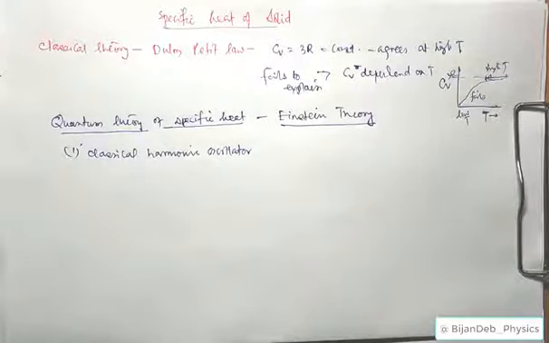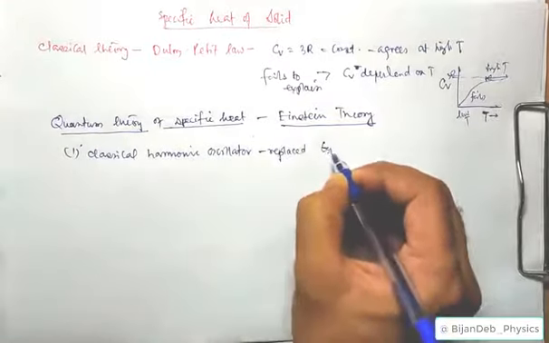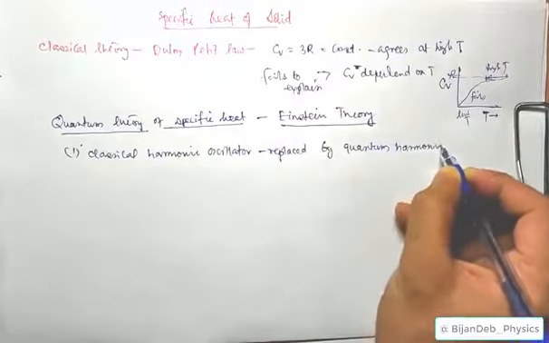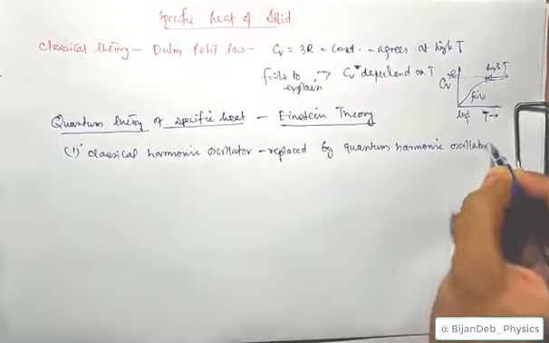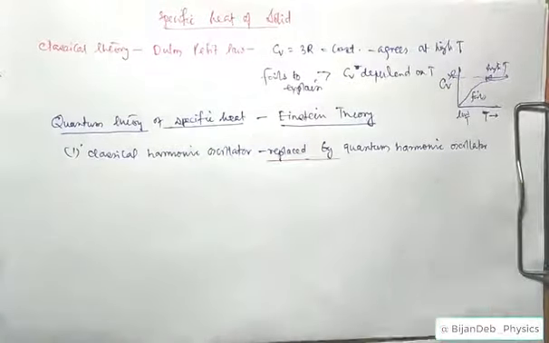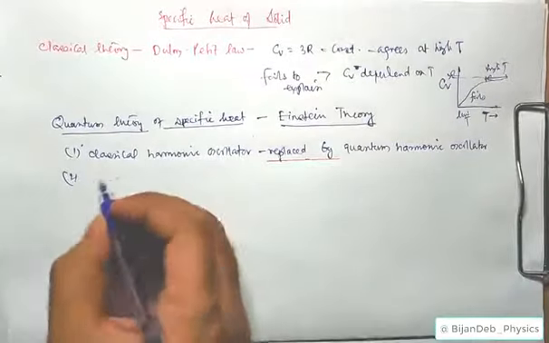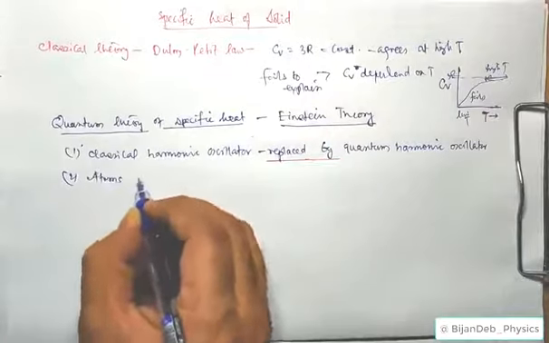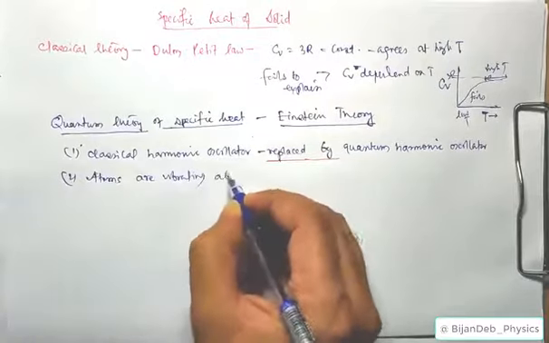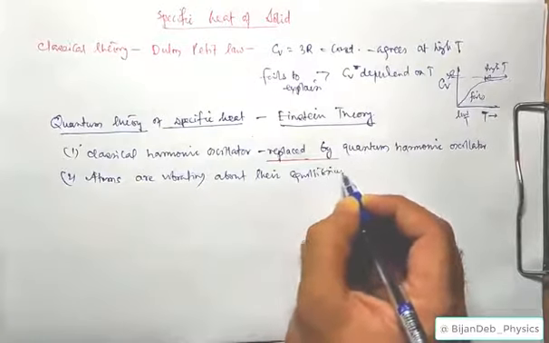So this same concept is used here, but here the classical harmonic oscillators are replaced by quantum harmonic oscillators. So quantum phenomena or quantum results we have to use. You have to remember that classical oscillators are replaced by quantum oscillators. This is the first thing that is done in the Einstein theory. Then other things are identical, that atoms are vibrating about their equilibrium position. This is the same assumption.